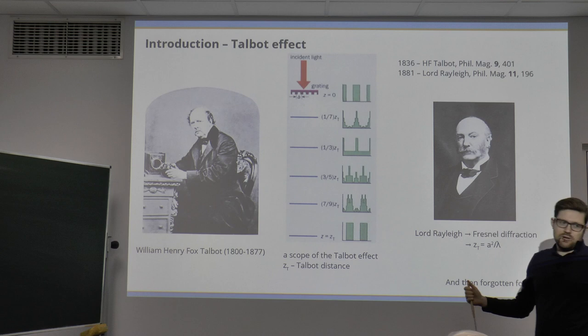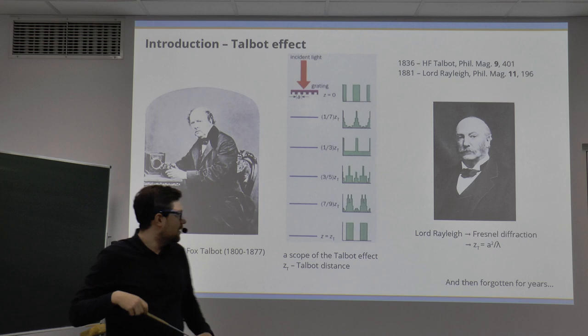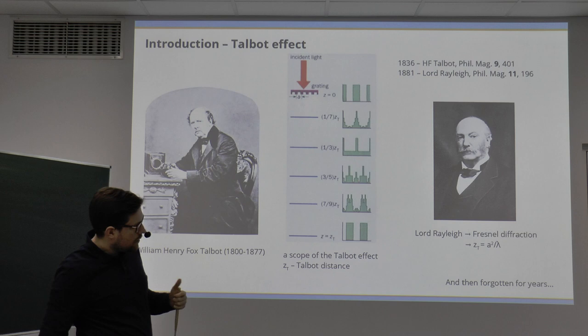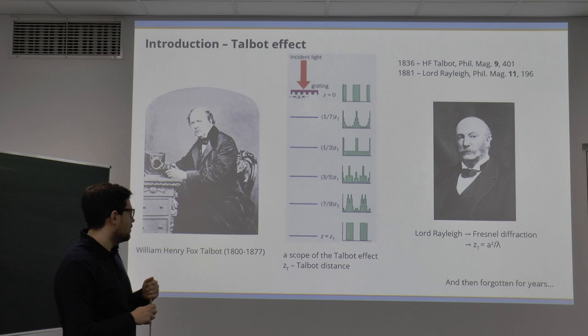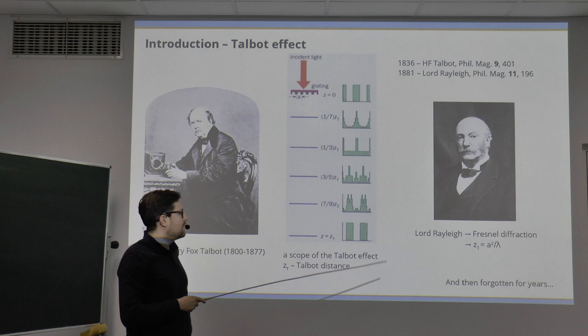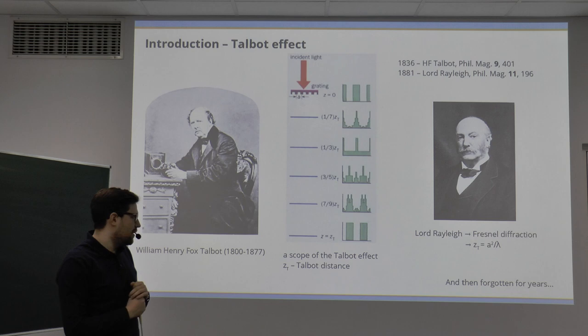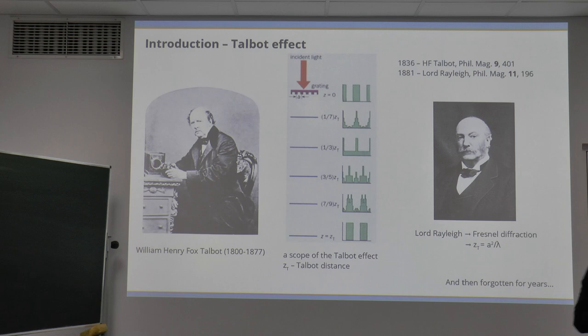He presented this result to the Royal Society, and it was forgotten for 50 years, up to the end of the 19th century, in 1881, when Lord Rayleigh presented a paper to the Royal Society in which he calculated this effect with Fresnel diffraction, which was already available back then. He connected this Talbot distance with the wavelength of the incident light and the spacing between the slits in the diffraction grating. It was again forgotten for many years until it was realized, after the introduction of quantum mechanics, that it is connected to the phenomenon called quantum revival.